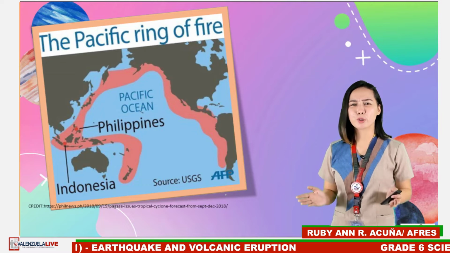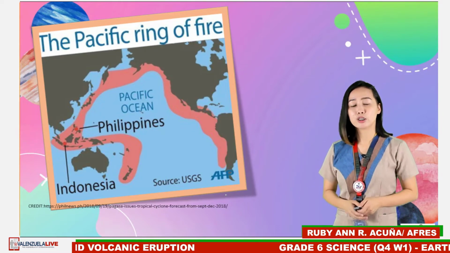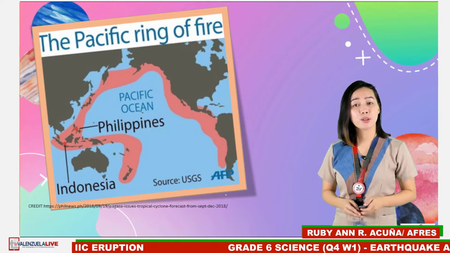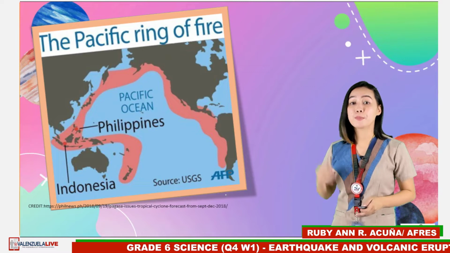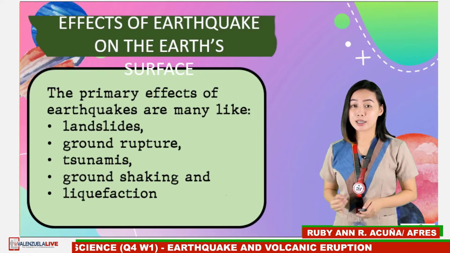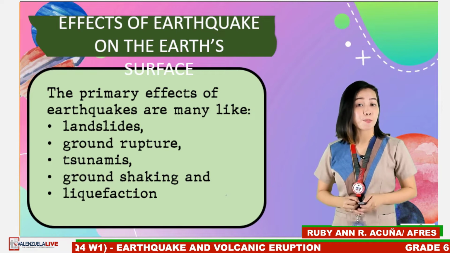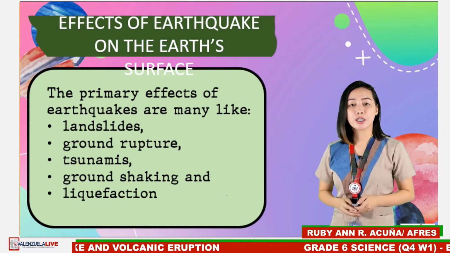So how do earthquakes cause damage on the Earth's surface? Earthquakes have several effects on human life as well as on the surface of the Earth. The primary effects of earthquakes are many, like landslides, ground rupture, tsunamis, ground shaking, and liquefaction.